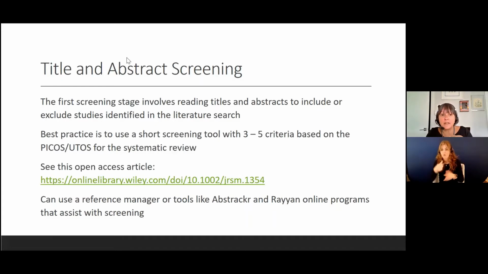To conduct that kind of screening, people have used their reference manager, but there are a couple of tools out there like Abstrackr and Rayyan, which are freely available screening tools made directly for systematic reviews and meta-analyses. They use a machine learning algorithm that helps you organize and also keep the screening going a little bit faster. So we highly recommend the use of those tools.